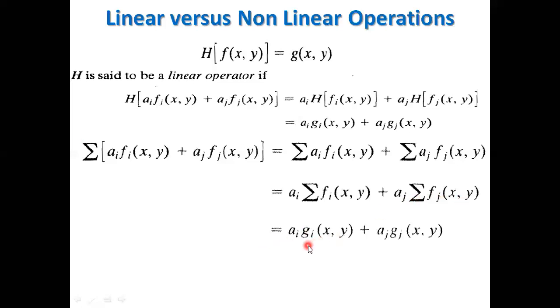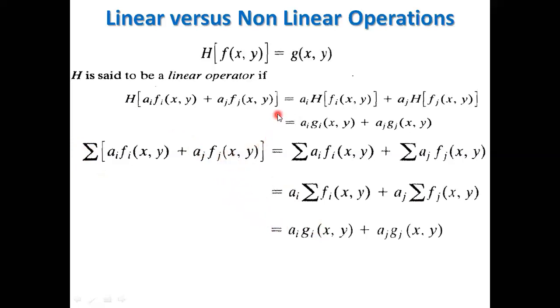This is equal to ai times the summation of fi of x comma y. So if you are summing f1 of xy plus f2 of xy plus f3 of xy and so on, those will become gi of x comma y, plus aj times gj of x comma y. Here we are taking the linear operator as h, and that operator is taken here as summation. So if these two are equal, then those are linear operations.